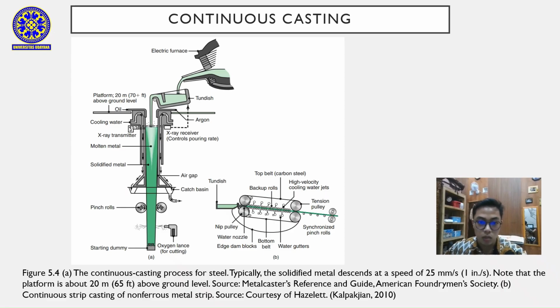In Part B, the twin belt continuous casting system is shown. Here, molten metal is poured between two moving steel belts cooled by high-velocity water jets. The belts form the upper and lower surfaces, allowing rapid solidification into thin slabs or sheets. Continuous casting offers better quality, higher efficiency, and less waste compared to traditional ingot casting.